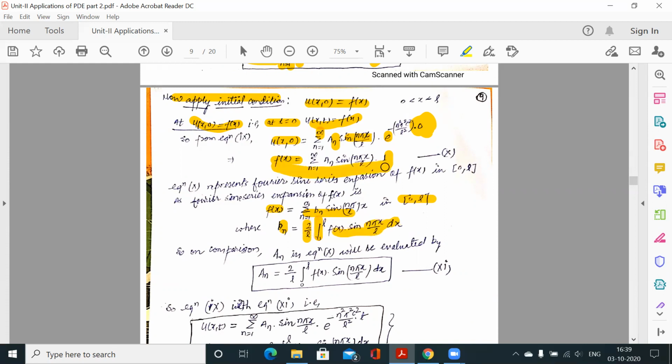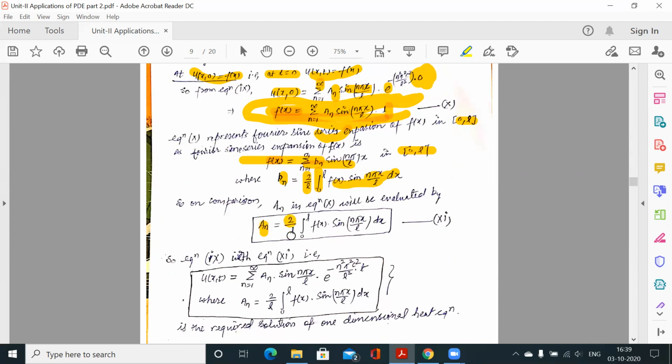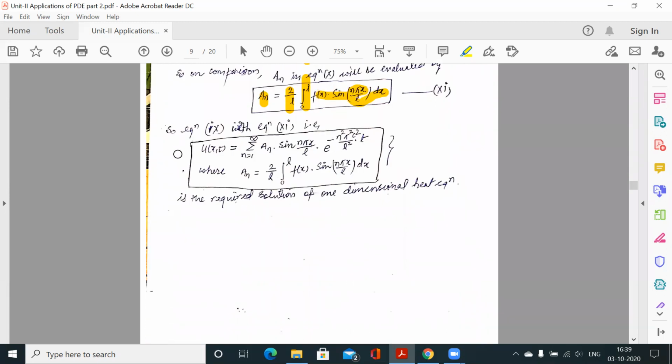So if we compare this solution to this solution, what is this? This is the Fourier sine series expansion of f(x) in the interval 0 to L. So a_n would be equal to 2 by L integral 0 to L f(x) sin(n pi x by L) dx. So this is the strategy. Whenever we have to write the solution of the one dimensional heat equation, this is the solution: u(x,t) is equal to summation n is equal to 1 to infinity a_n sin(something) into e to the power something into t, where a_n is given by 2 by L integral 0 to L f(x) sin(n pi x by L) dx. So this is the solution.